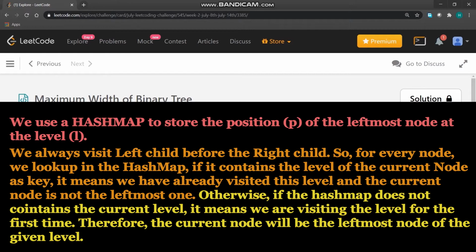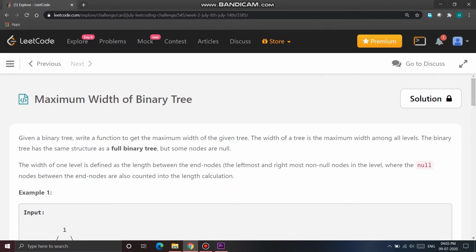that's why whenever we see a node at a level L and at position P, we perform a lookup into the hash map. If we see that the hash map contains a key equal to L, it means that we have already visited this level and the current node is not the leftmost one. Otherwise, if we do not find a key L in the hash map, then we can say we are visiting this level for the first time and this current node is the leftmost one. And after that, we need to update our hash map accordingly. So I hope the entire logic is very clear to you, and if not, then we are going to see a proper algorithm. After that, all your doubts would be answered.